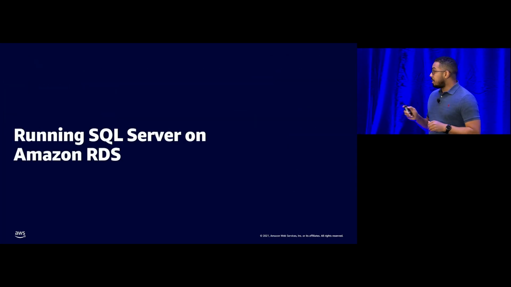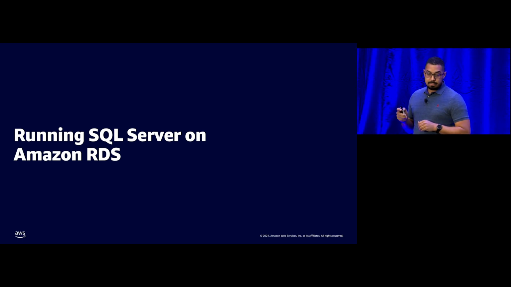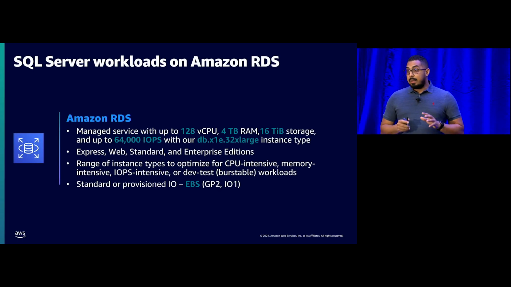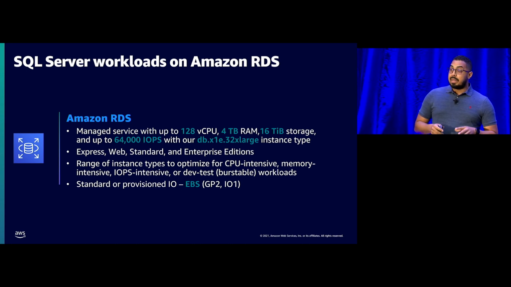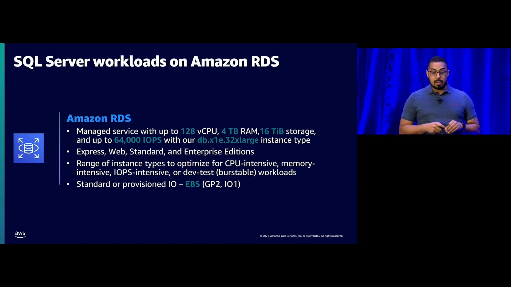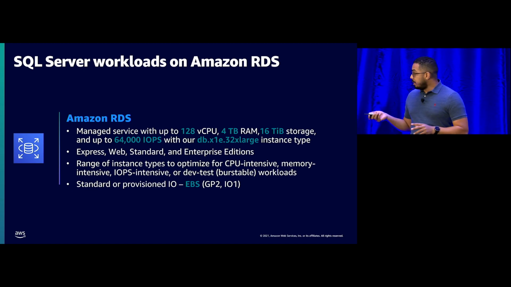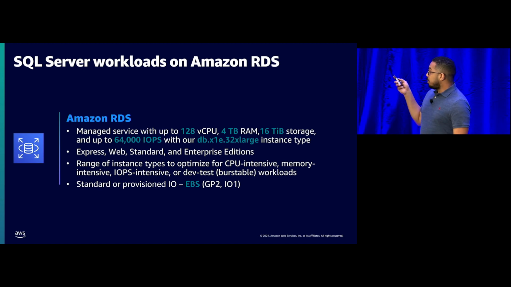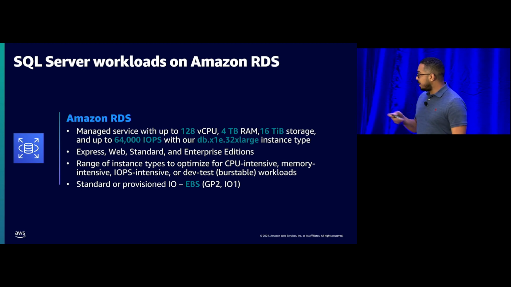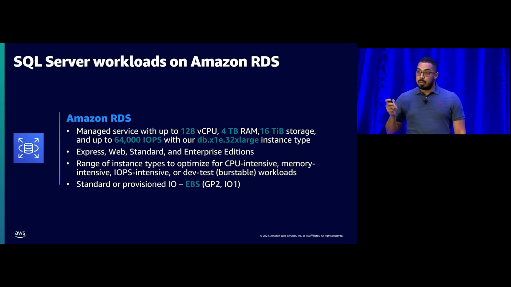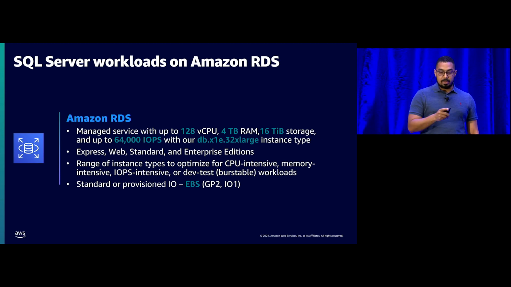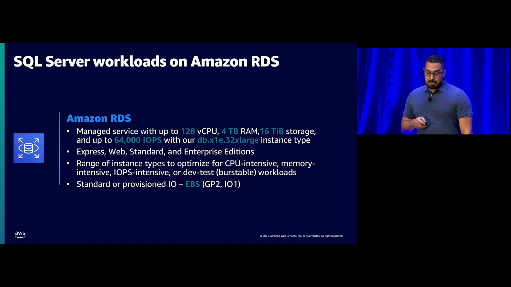So let's talk about running SQL Server on Amazon RDS. To start, Amazon RDS, as I mentioned earlier, is a fully managed service that runs on the AWS cloud. You can have up to 128 vCPU, 4 terabytes of RAM, and up to 16 terabytes of storage. And in terms of storage, you could also use our Provisioned IOPS, IO1 volumes, which give you up to 64,000 IOPS. If you're looking for that level of performance, that's going to be our db.x1e.32xlarge instance type. We support SQL Server Express, Web, Standard, and Enterprise.